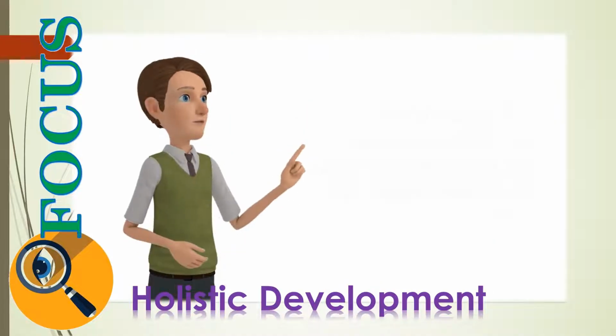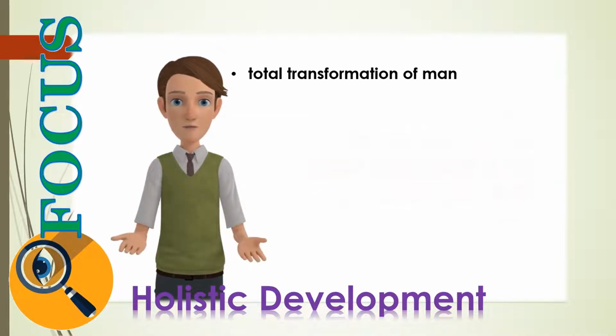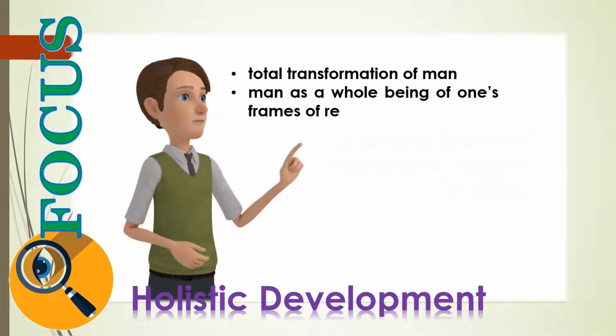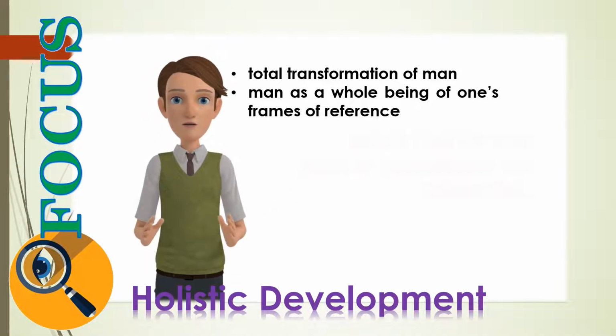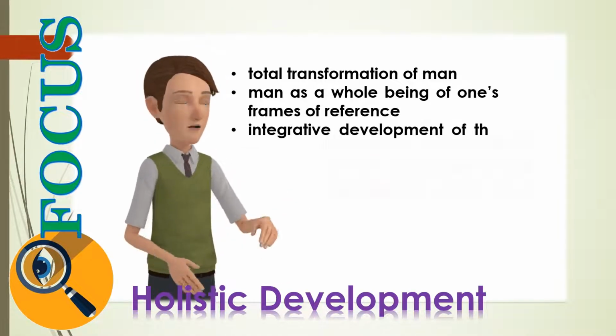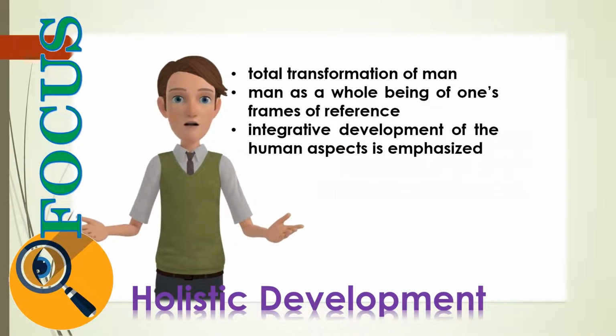In conclusion, the holistic approach to human development is the total transformation of man. It sees man as a whole being of one's frames of reference, rather than a system based on transmission and transaction. Integrative development of the human aspects is emphasized rather than the fragmented transformation of the individual.